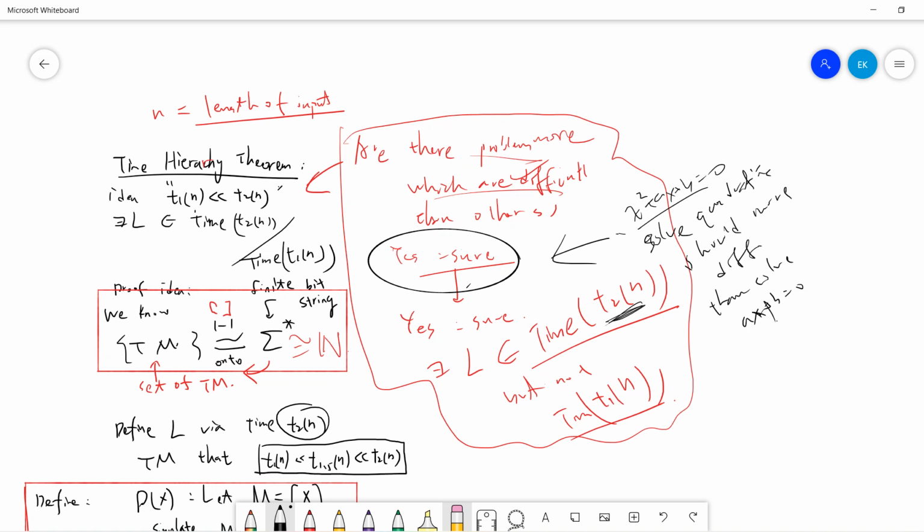So the idea is that we choose T1(n), which is some time function of the input length n, and also some time function T2(n), which is much larger than T1(n). And we want to prove that there is a language L, or a problem, such that if you want to solve this problem, it can only be solved in T2(n) time, but not in T1(n) time. Ideally, this is an intuitive answer, right? But how to prove it is very tricky.